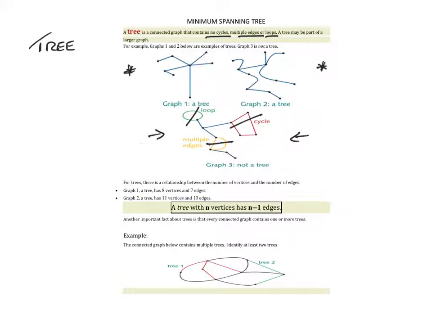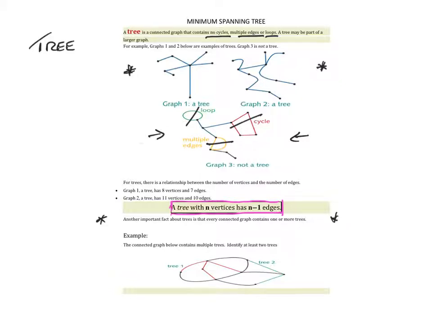Now here's a very important fact that you should remember. It states that every connected graph contains at least one tree. So there must be at least one tree in a connected graph. And here, a tree with n vertices has n-1 edges. That might come in handy when we're doing some questions.